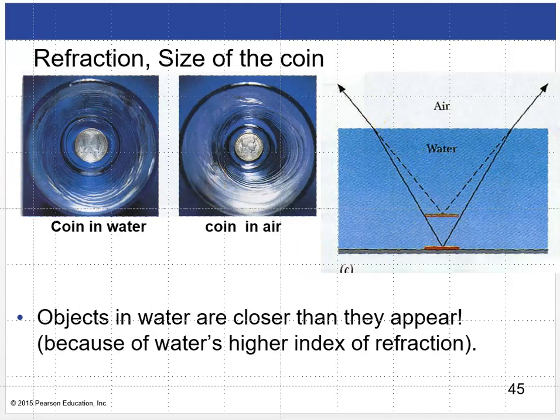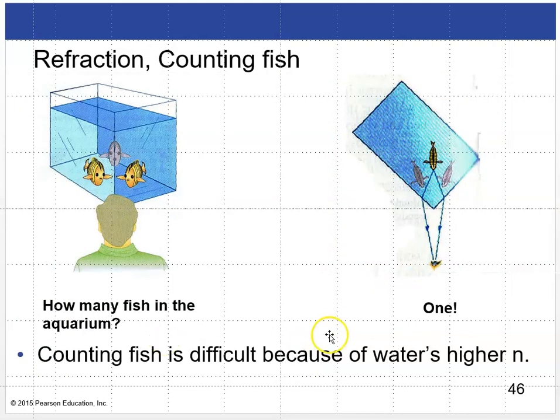So this is what's going on here. The coin looks like it's here when it's really down there. So objects in water are closer than they appear because of water's higher index of refraction. So this is very dangerous. Never walk through floods or drive through them either.